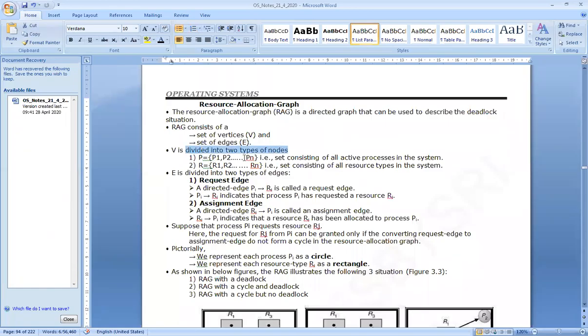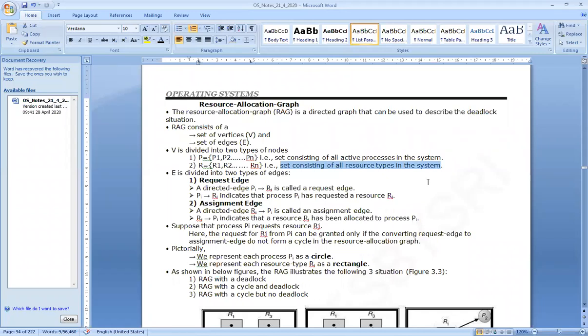P is equal to {P1, P2, ..., Pn}, a set consisting of all the active processes in the system. All the active processes we represent in the form of P1, P2, P3, P4 up to Pn. In the same way, R is equal to {R1, R2, R3, ..., Rn}, a set consisting of all the resource types in the system. All the resources are represented in the form of R1, R2 up to Rn.